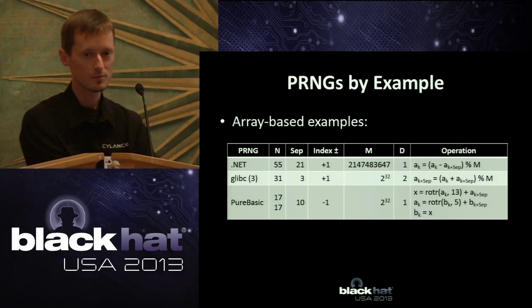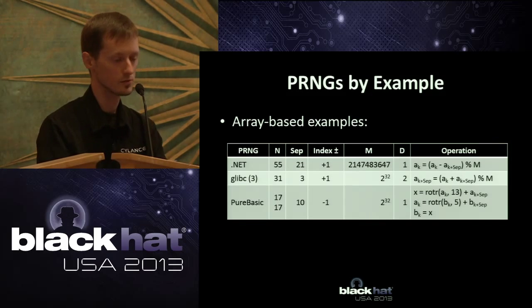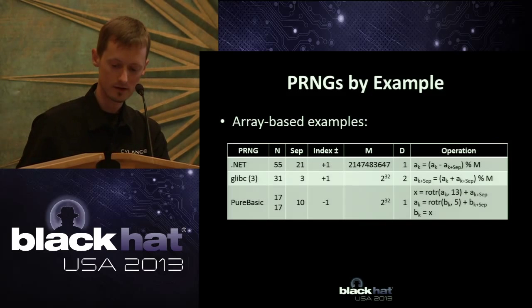And then we got this pure basic PRNG. It's kind of weird. It's got 2 arrays of 17 elements each, and it does a little bit of bit rotation and then some swapping back and forth. And it's just trying to be weird, but I'm not going to worry about it right now.